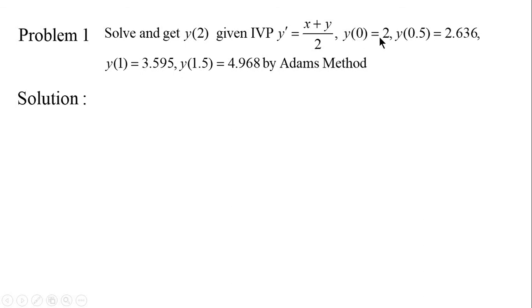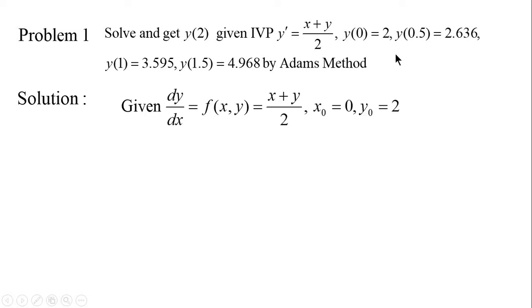Since y at 0 equal to 2 is the initial value, we will take this as x naught and this as y naught, and this is our f of x, y. Let us write the given data. So we have our f of x, y, which is x plus y by 2. x naught is 0 and y naught is 2.